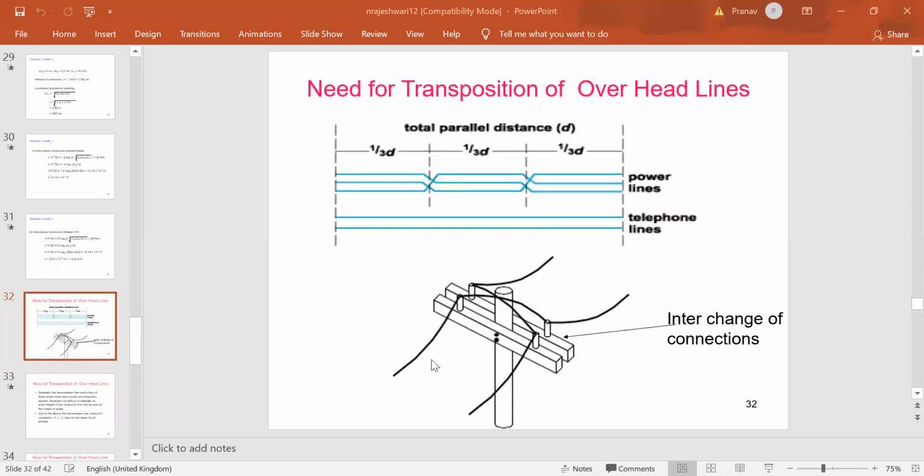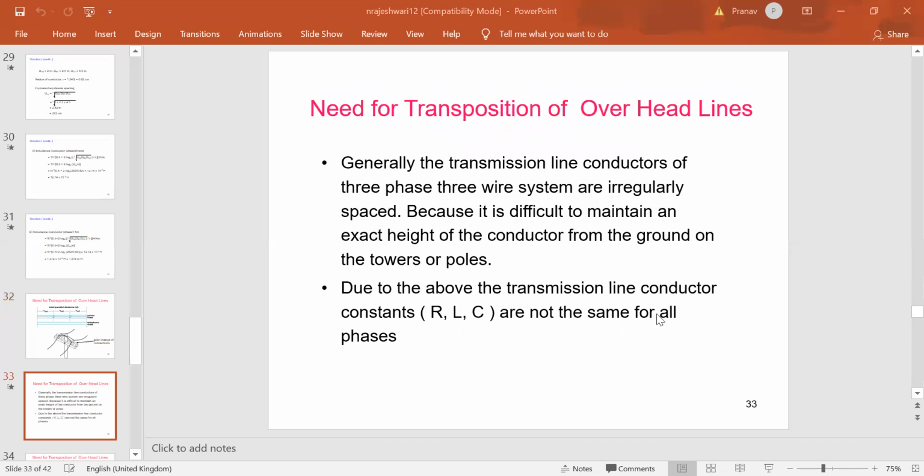Next, the need for transposition of overhead transmission lines. Why do we need transposition of overhead lines? This is one-third of small d, the total parallel distance, and this is also one-third of d, one-third of d. These are power lines and these are telephone lines. We are connecting like this, interchanging the connection: this insulator to this, and this to this insulator. This is the transposition of overhead transmission lines.